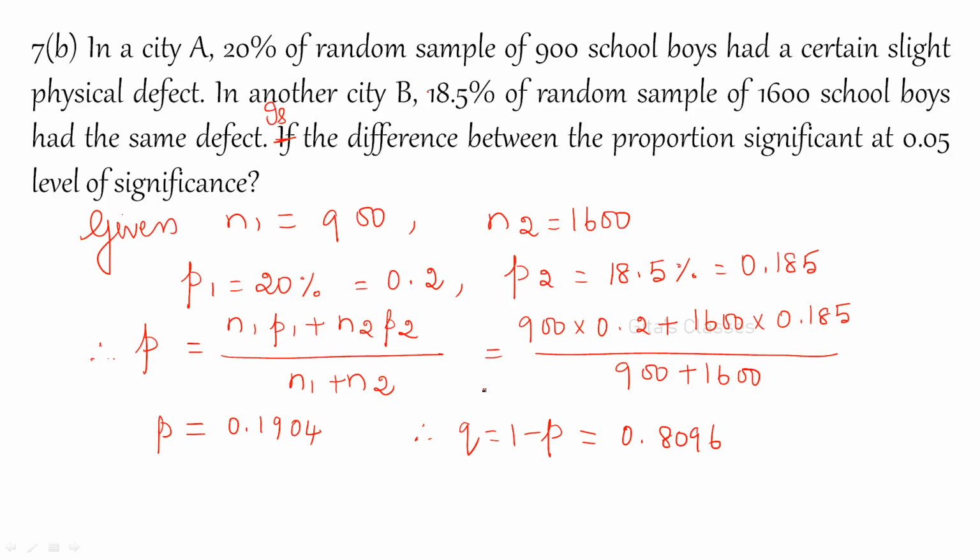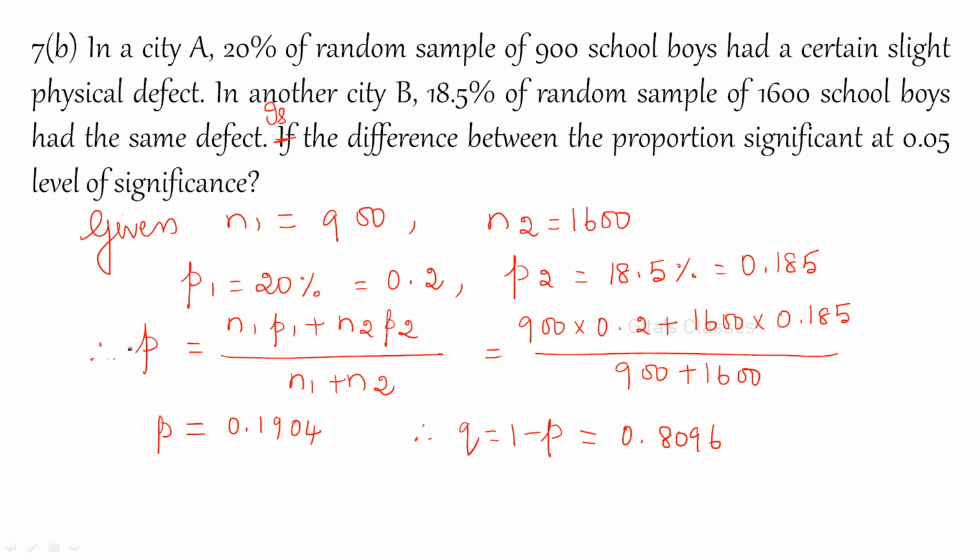Okay. Next: in a city, 20% of a random sample of 900 school boys and 18.5% of a random sample of 1600 school boys. So from here we understand that it is a proportion, and two different samples are given, therefore it is a difference of proportion for large samples. Both the sample sizes are greater than or equal to 30, therefore they are large samples. Okay, so P1 is given, P2 is given.